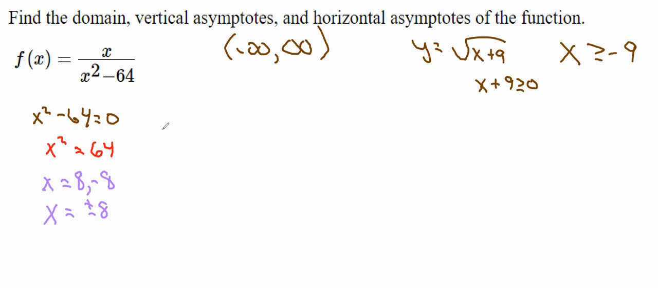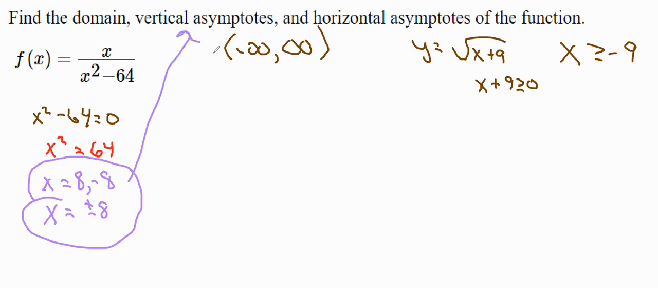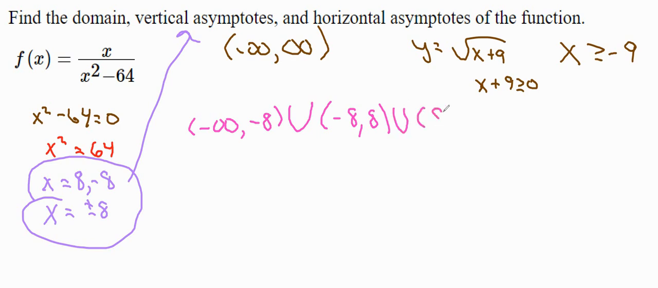Those are also going to be my vertical asymptotes. So my vertical asymptotes would be this right here, x equals plus or minus 8. I'm kind of doing two of these questions at once. So the domain would be everywhere from negative infinity all the way up to negative 8, and we put a union, that's like a big U almost, negative 8 to 8, or 8 to positive infinity. That's going to be my domain there.